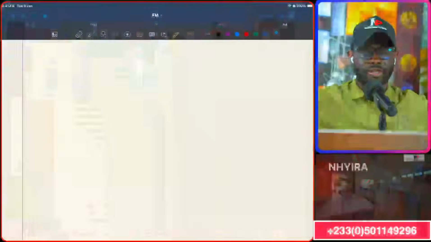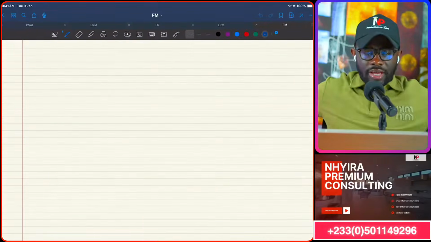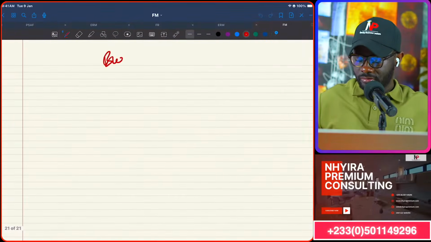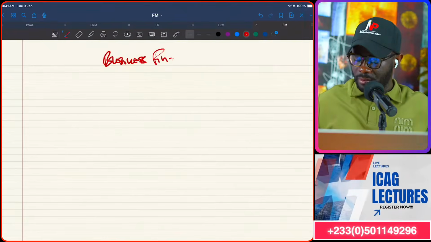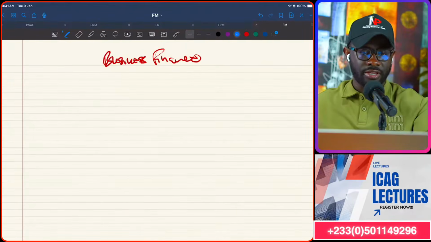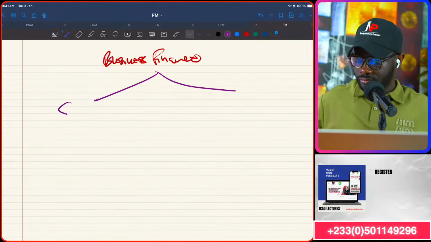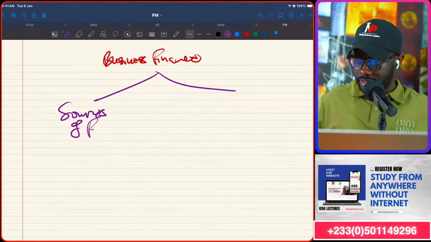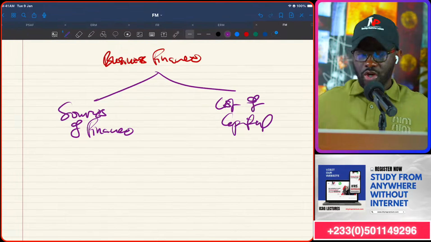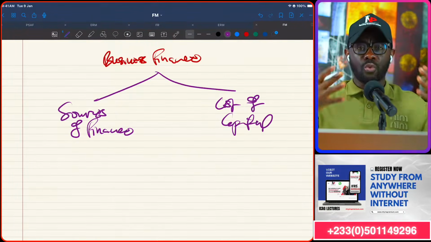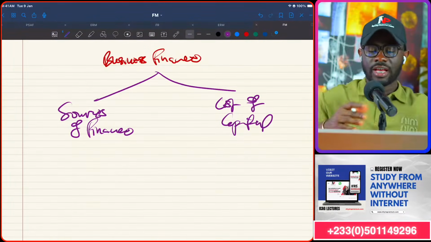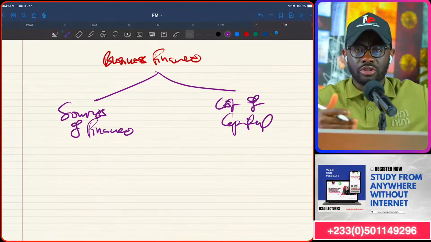Let's see, what do I have? Yep, here we go. Okay, so starting the discussion with business finance. And business finance, if you remember, is divided into two. So this is where we are talking about sources of finance and then cost of capital. Sources of finance looks at where are we going to get our money from? That is sources of finance. Then cost of capital means what is the cost of that money?